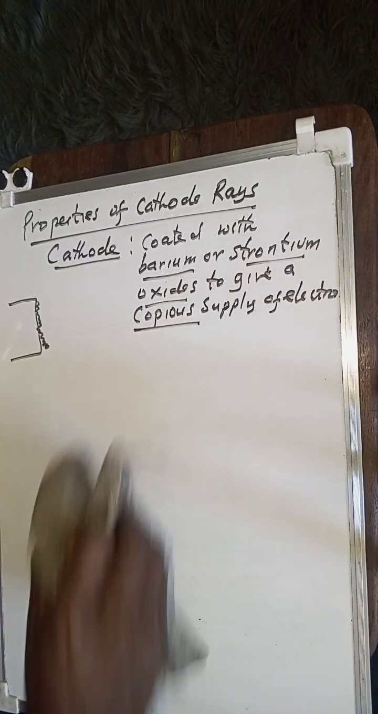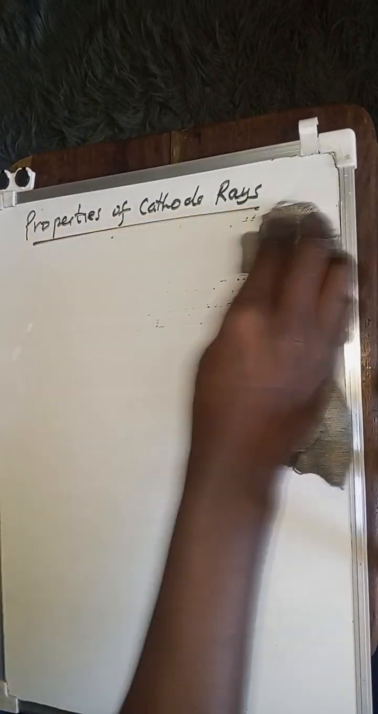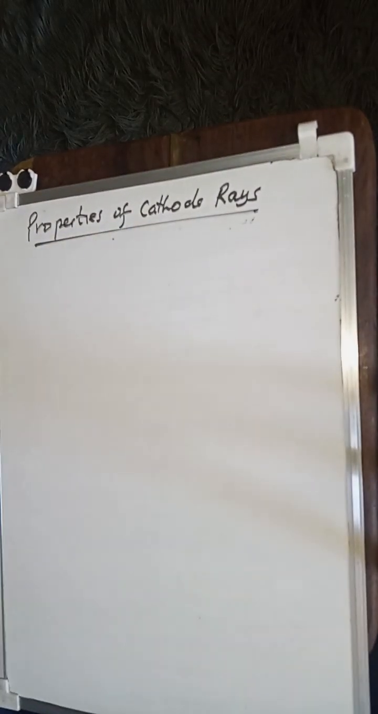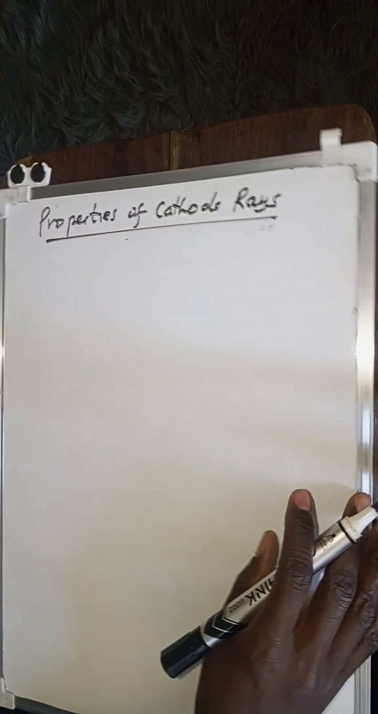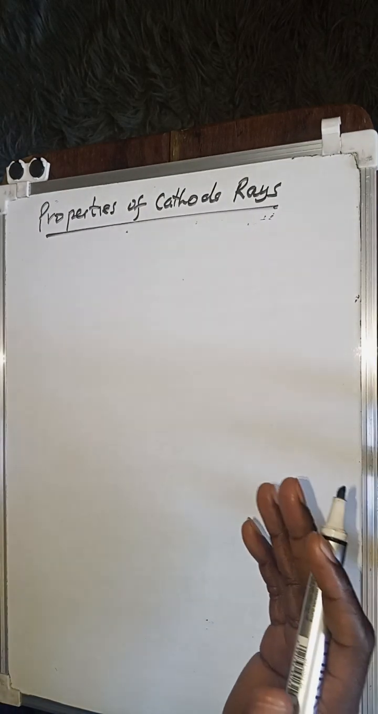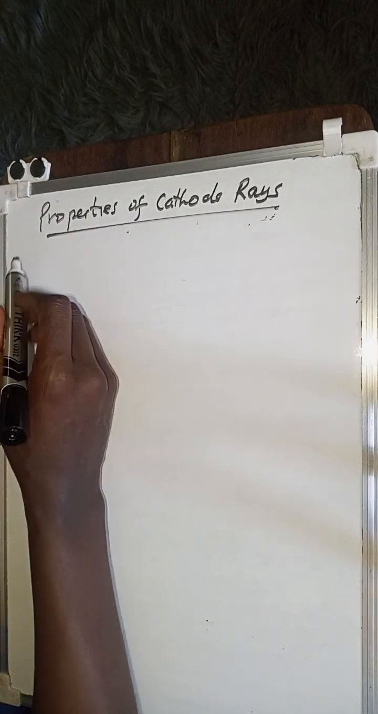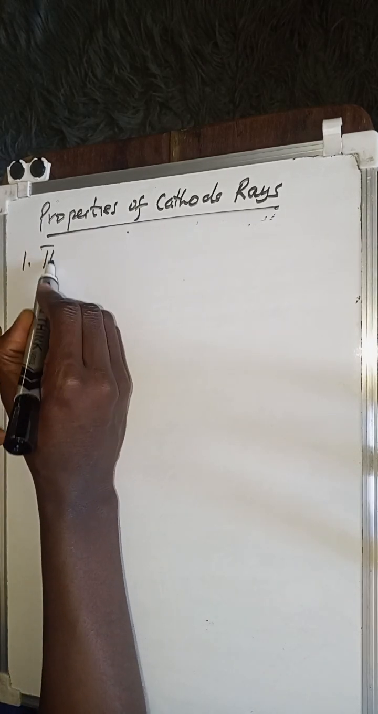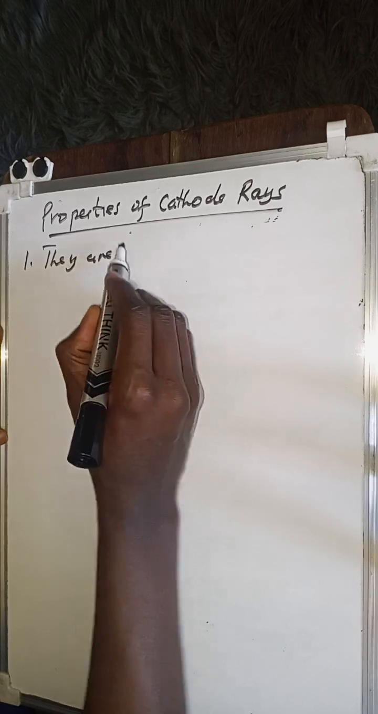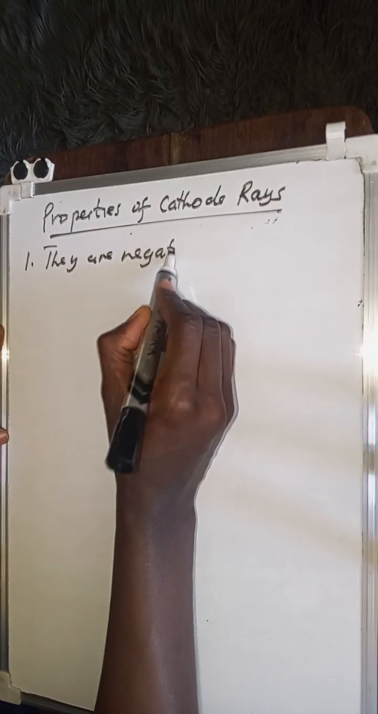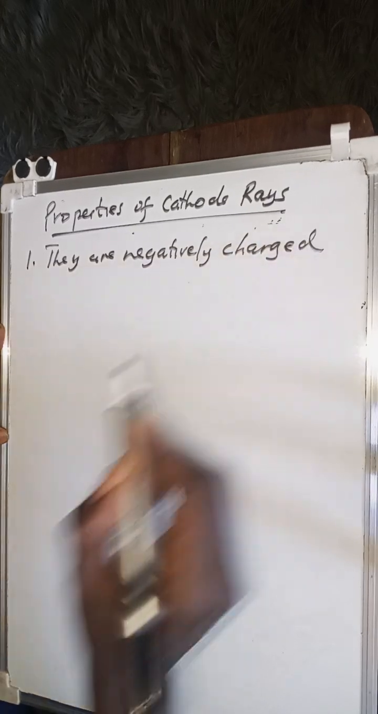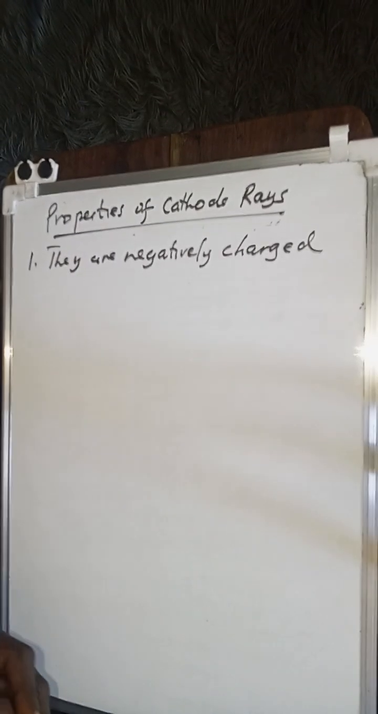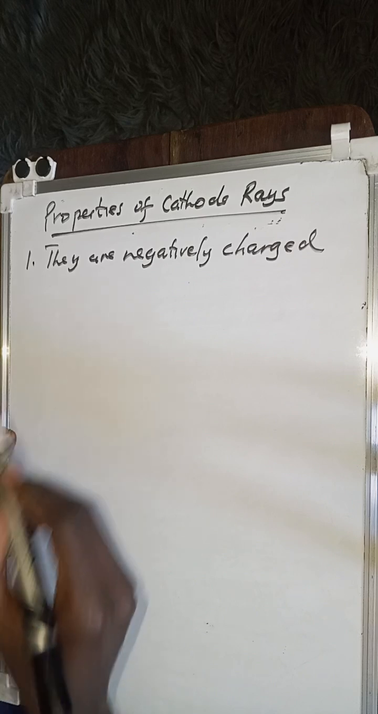So let's come now specifically to what we are calling properties of cathode rays. Remember, when we talk about cathode rays, like we said, they are negatively charged. That is what we know. So that is what you need to remember. They are negatively charged because, remember, electrons are negative.